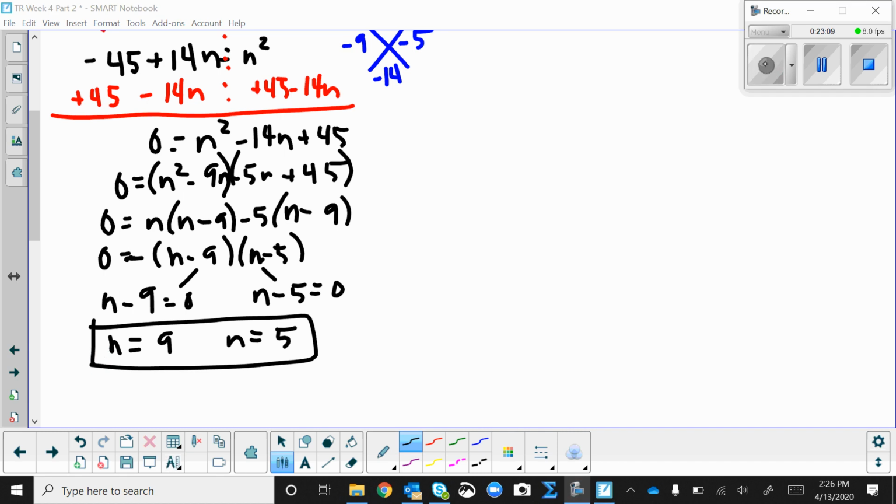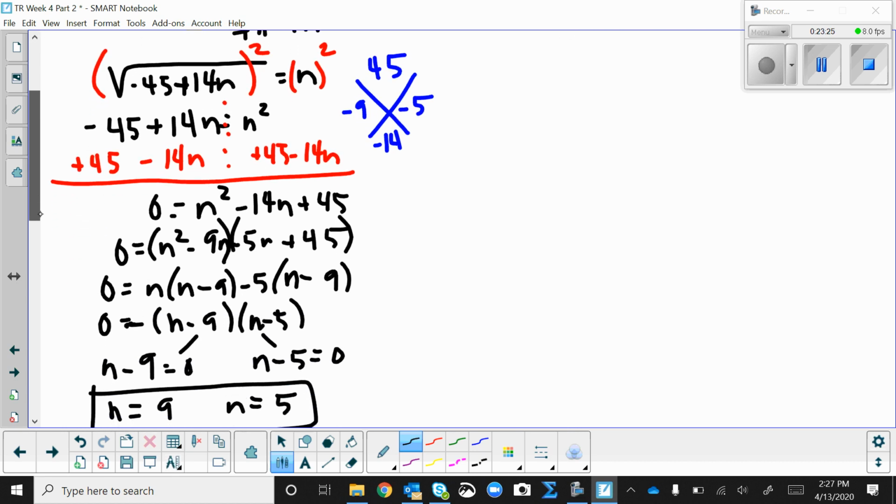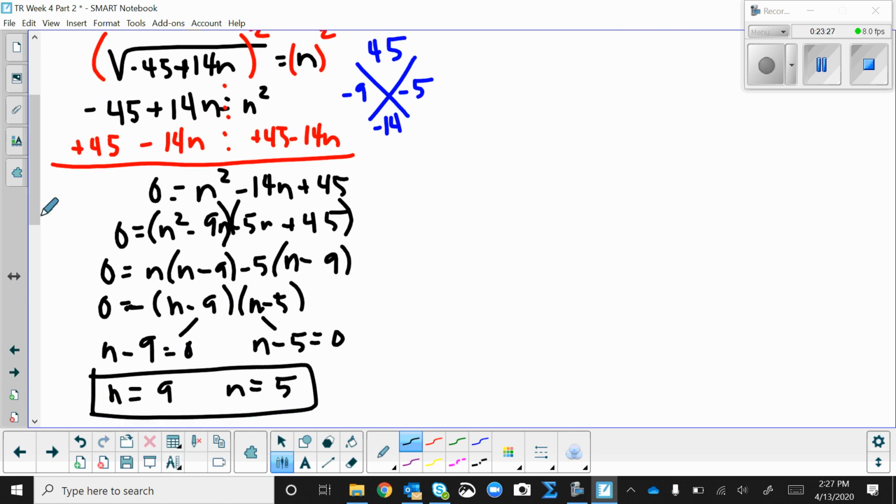All right, so raise your hand if you got n equals 9 and n equals 5. All right, very good. Even if you didn't raise your hand anyway, because what do I know? I can't see you. So there is number 5. Take a minute now, pause if you haven't already worked number 6.